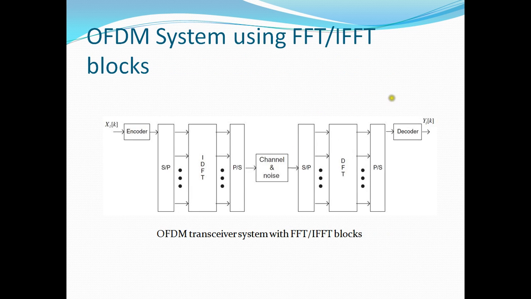This shows the implementation of the OFDM system using FFT and IFFT blocks. The IFFT at the transmitter and FFT at the receiver ensure that the subcarriers are orthogonal and the ISI is mitigated.